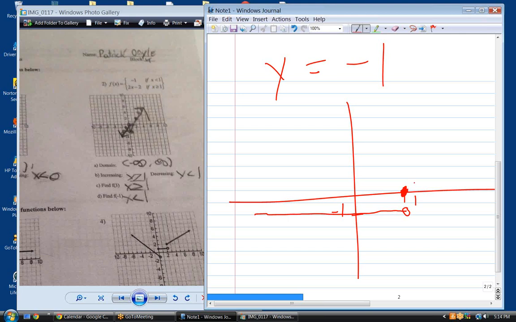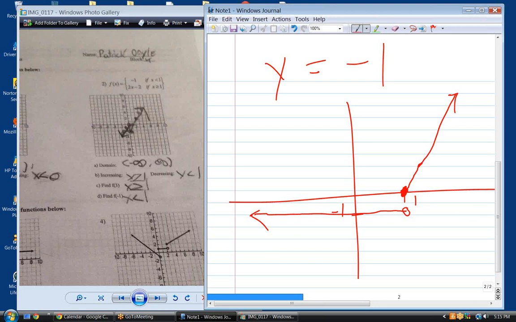Now let's finish this graph. I've only got the first point on it. How can I get another point? You could go up over one to the right. Right about there. Connect the two dots. There's your graph. What's the domain? Looks like you got the domain correct.